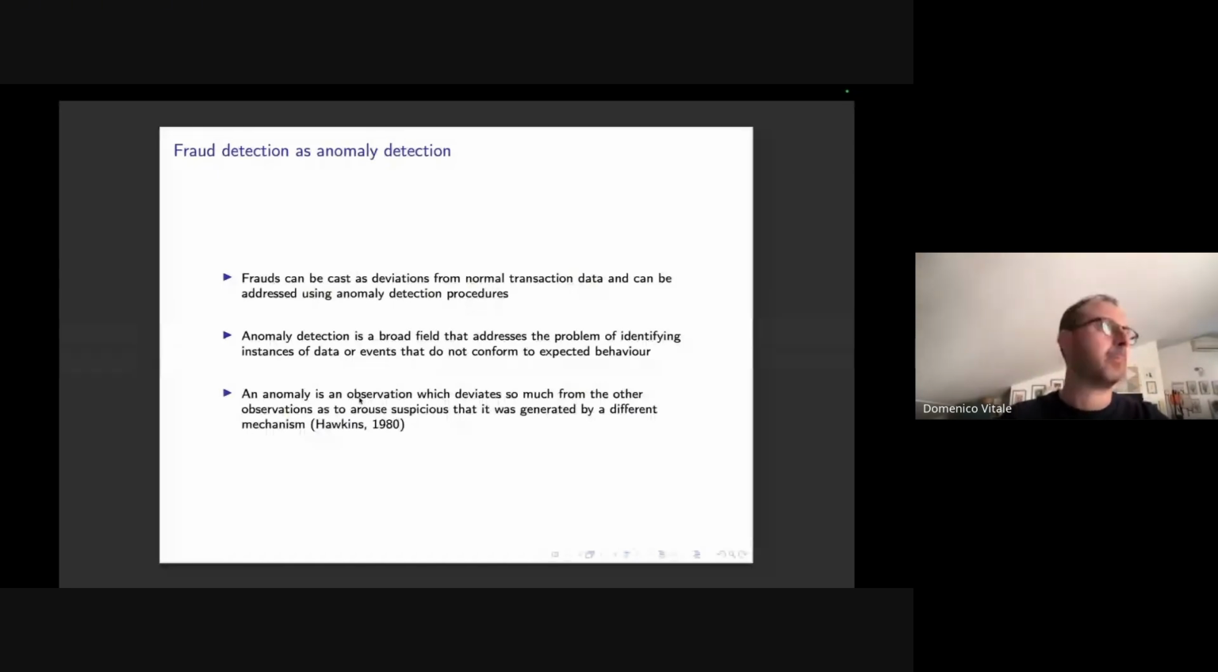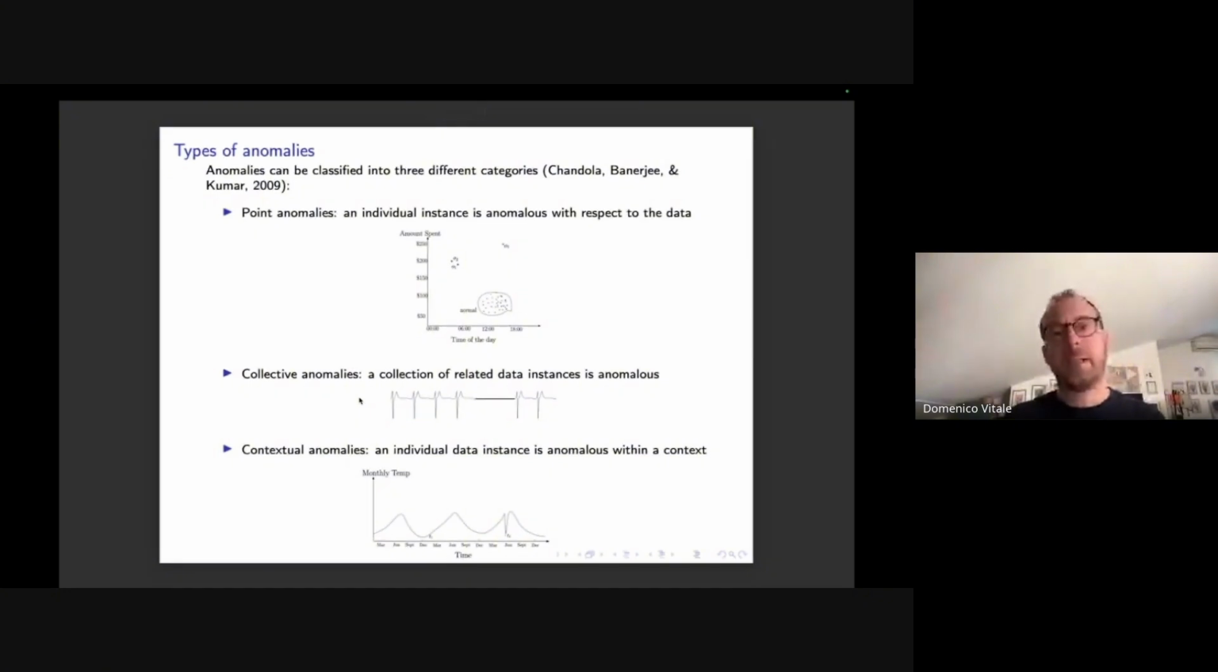conform to expected behavior. In this perspective, we can use the definition by Hawkins of outlier or anomaly, which are two terms used interchangeably, where an anomaly is an observation which deviates so much from the other observations as to arouse suspicion that it was generated by a different data process, a different mechanism. So the problem is to identify the data generating process and then to isolate and detect anomalies.